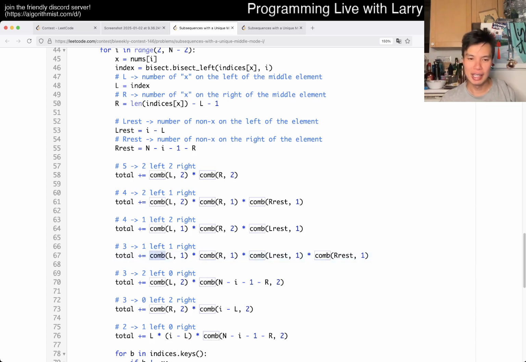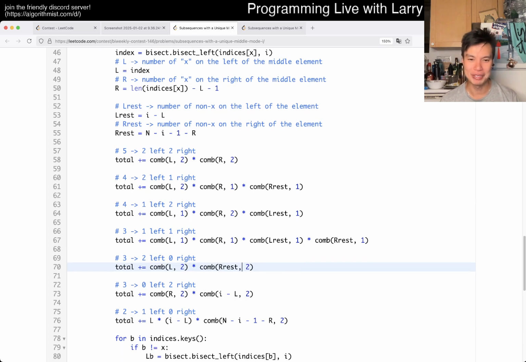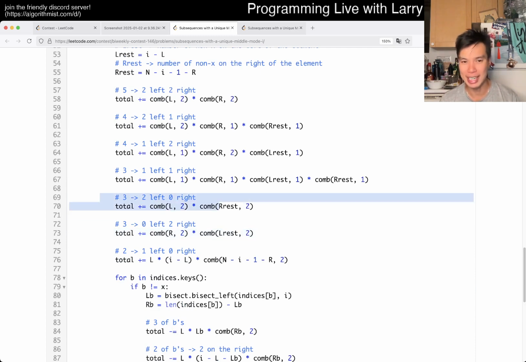Because now you have L numbers to choose from, these are the number of x's on the left side, number of x's on the right side, and then other numbers on the left and any other number on the right. And keeping in mind that if you have 3 of a kind, there's no other way to go about it, this will be the mode, right? And I don't know if I'm explaining line by line, but these are just the case analysis, right?